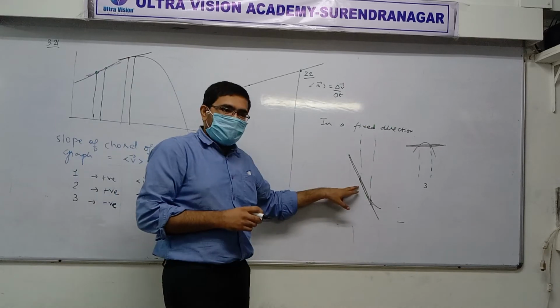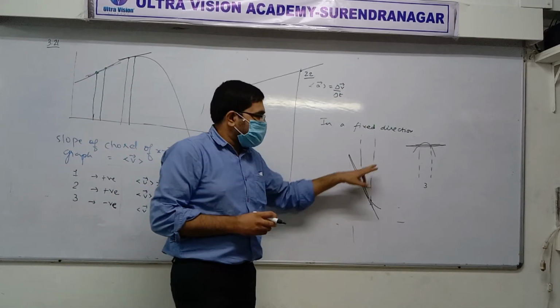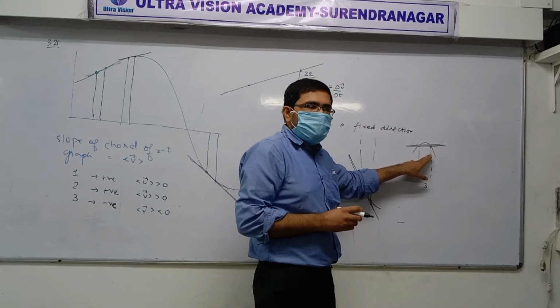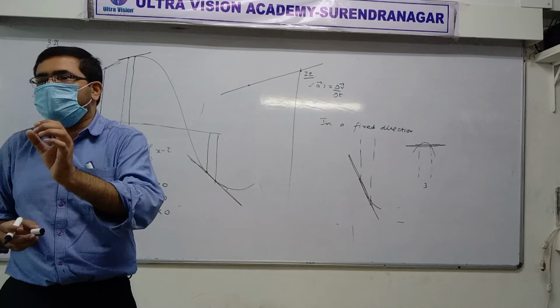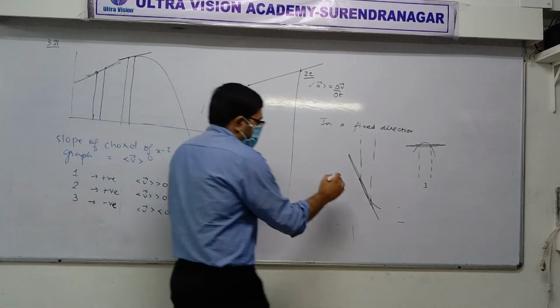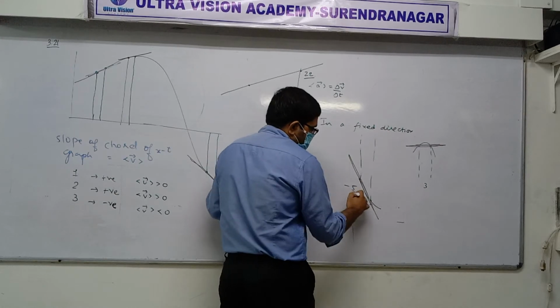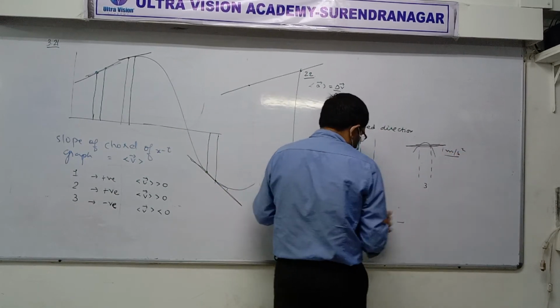Although negative, remember, here the average acceleration is negative. Here the average acceleration is positive. But we don't have to see the sign, because sign indicates direction. We just have to see the magnitude. Where is it more in value? So it will be like -5 meter per second square for example, and here 1 meter per second square. Which is more?